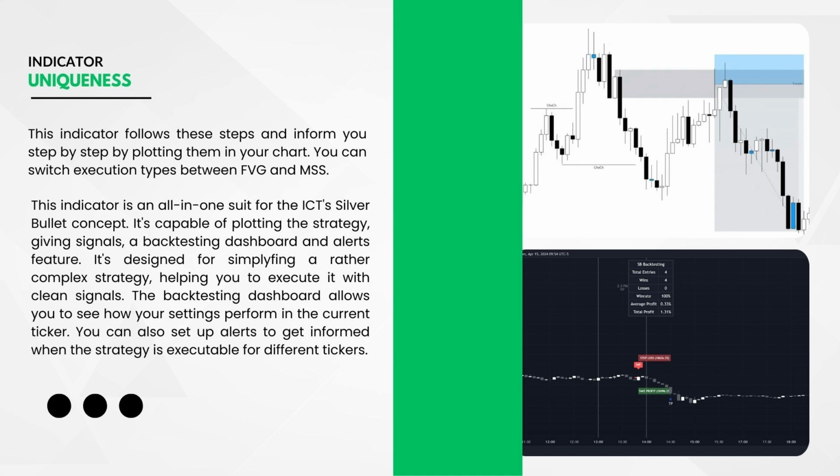You can switch execution types between FVG and MSS. This indicator is an all-in-one suite for the ICT's Silver Bullet concept. It's capable of plotting the strategy, giving signals, a backtesting dashboard, and alerts feature. It's designed for simplifying a rather complex strategy, helping you to execute it with clean signals. The backtesting dashboard allows you to see how your settings perform in the current ticker. You can also set up alerts to get informed when the strategy is executable for different tickers.